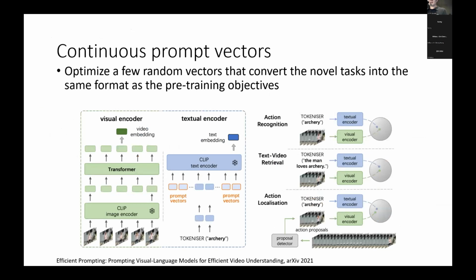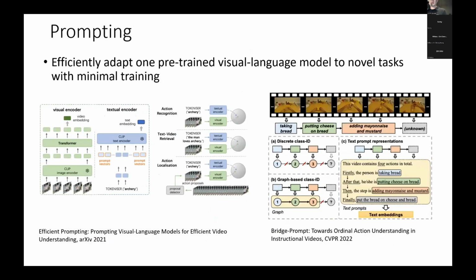Another direction is trying to do prompting. Given the trained model like CLIP, the text model and the visual model, they fix it, and by only designing some type of continuous prompting or human readable prompting, they improve the video understanding tasks.